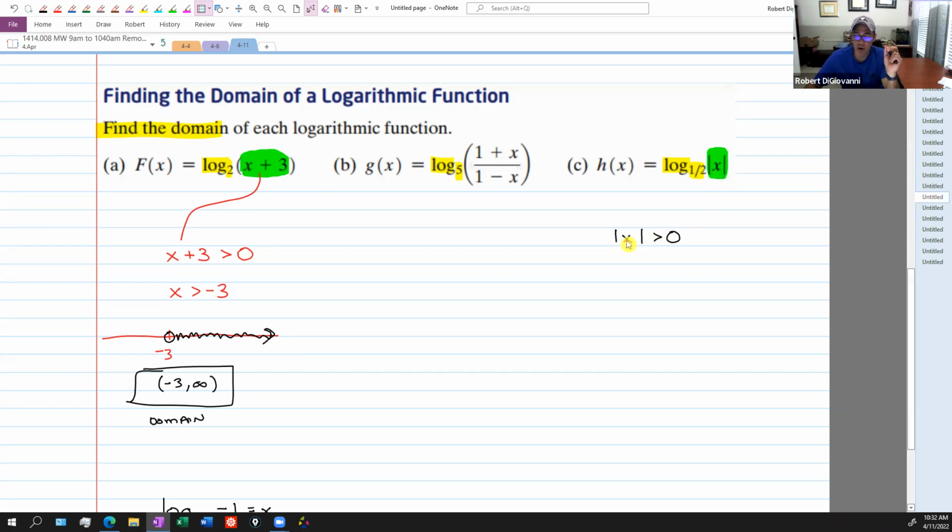Now, can I plug in 1? Sure. Absolute value of 1 is 1. That's bigger than 0. If I plug in -1, that'll work. I can plug in any number except 0. So I cannot plug in 0, but I can plug in anything over here and anything over here. That's -infinity to 0, don't include 0, union 0 to infinity. So everything except 0 can be plugged in.